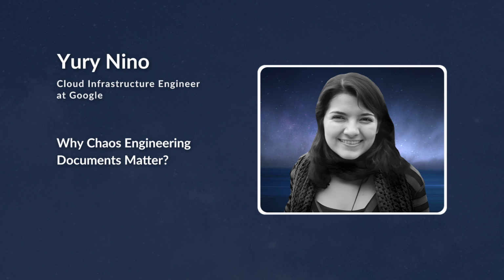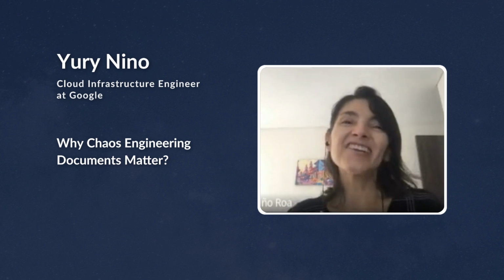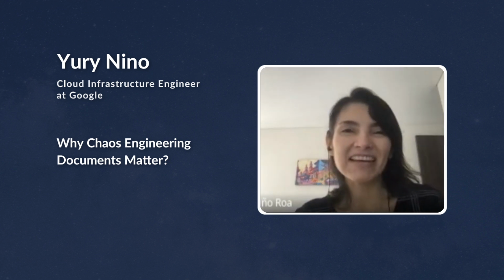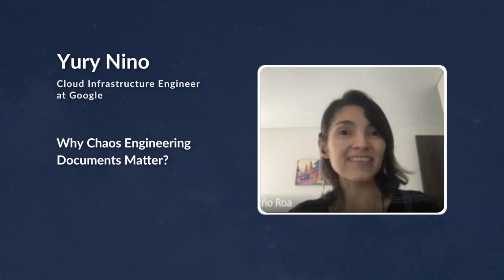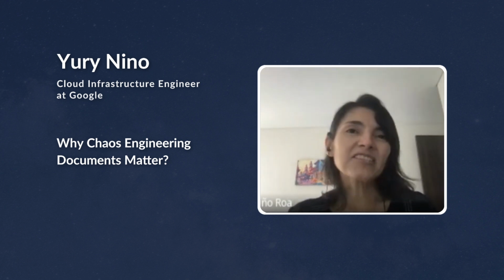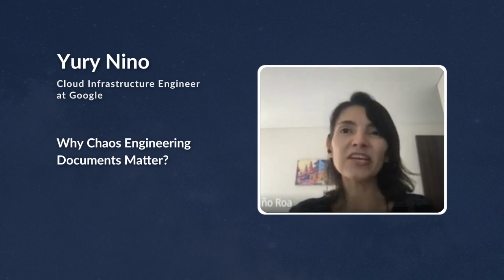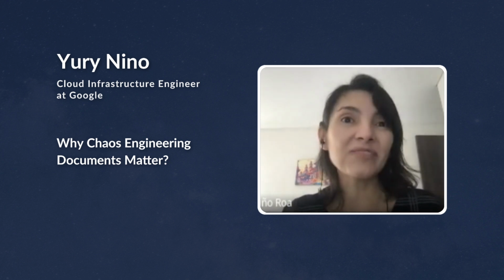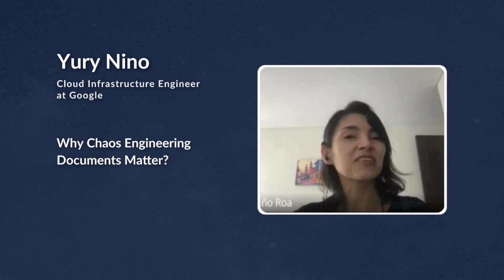The second track today is Lessons Learned. Yury Nino, cloud infrastructure engineer at Google, will now answer the important question: why chaos engineering documents matter. Hi everybody, thanks for being here. It is an honor to have an opportunity for sharing my latest work on documenting for chaos engineering. I have given this title to my talk, Why Chaos Engineering Documents Matter. As it is mentioned in the poster of my talk, everybody here knows that software documentation is key to communicate the decisions of the project. But something that we have missed is that it includes chaos engineering exercises. So we should have frameworks for that.